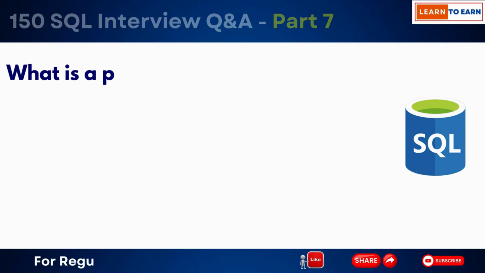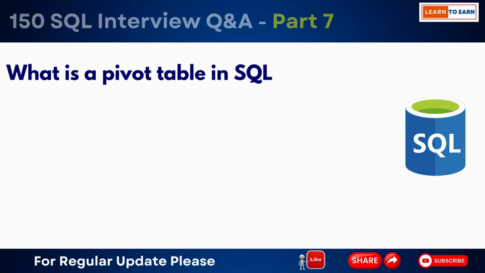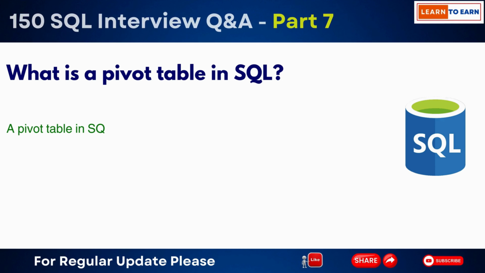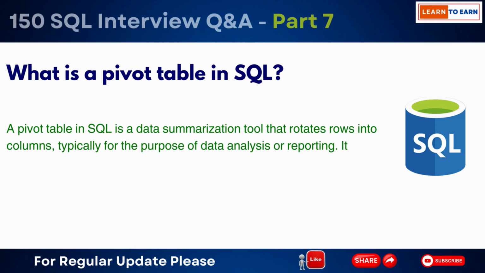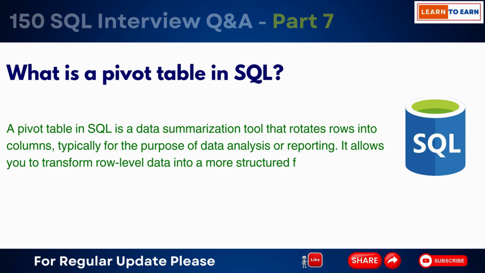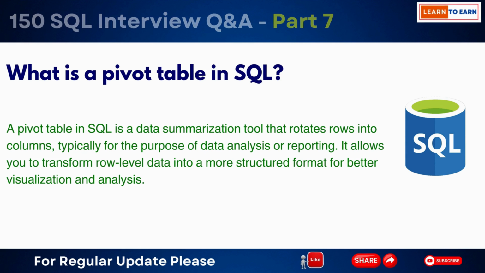What is a pivot table in SQL? A pivot table in SQL is a data summarization tool that rotates rows into columns, typically for the purpose of data analysis or reporting. It allows you to transform row-level data into a more structured format for better visualization and analysis.